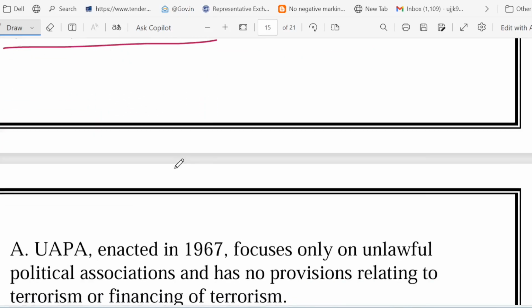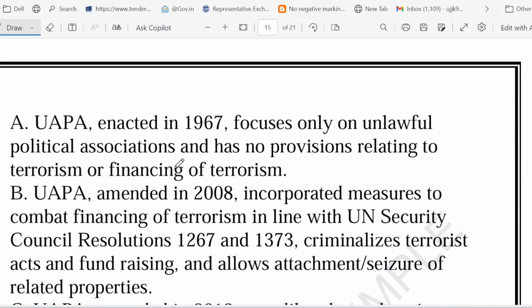So option number A. Option number A says that UAPA was only about political association and nothing to do with terrorism. What do you think about it? This is wrong. Option A is wrong. Why? Basically UAPA started in 1967. This is correct. Yes, it was enacted in the year 1967. Basically it was enacted mainly to deal with unlawful political association.